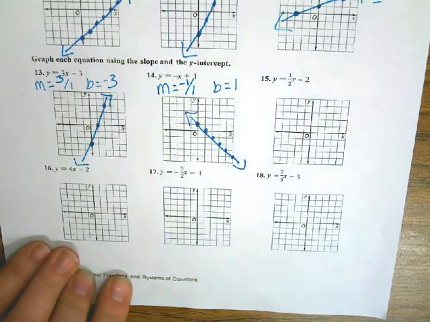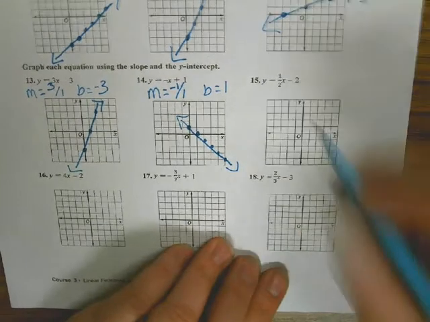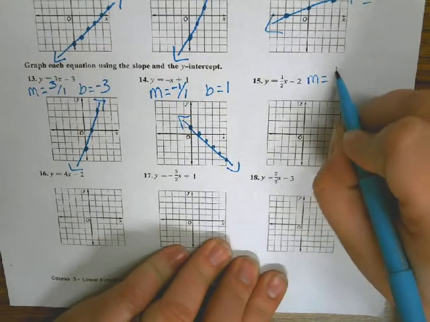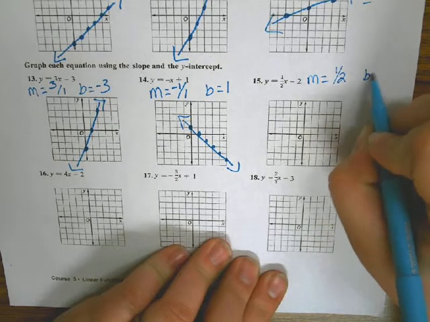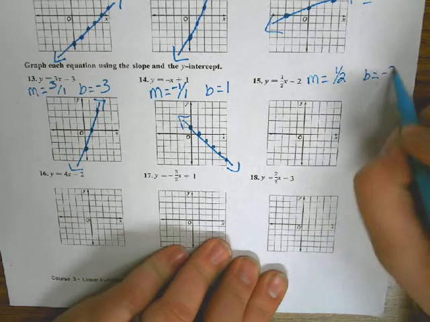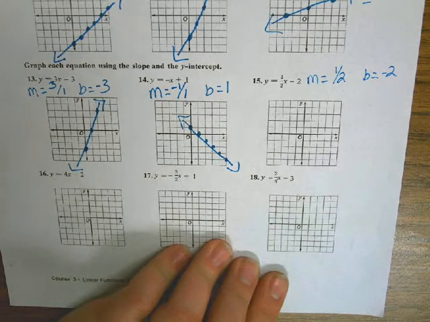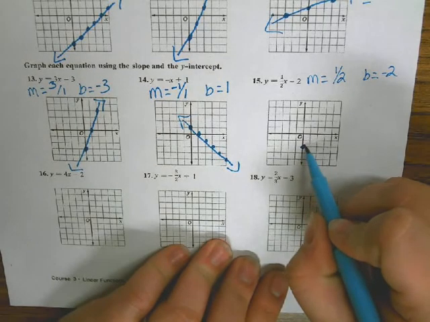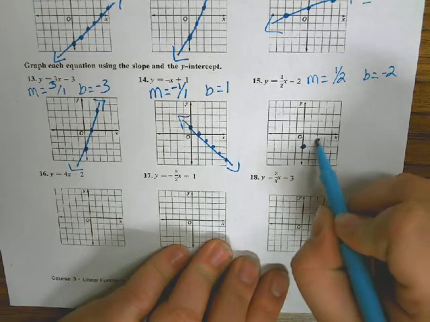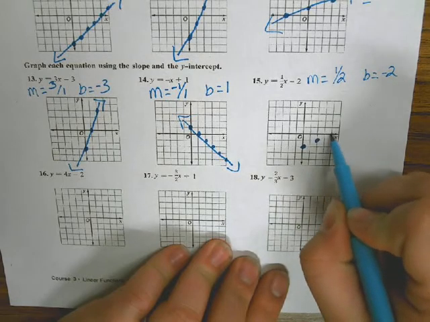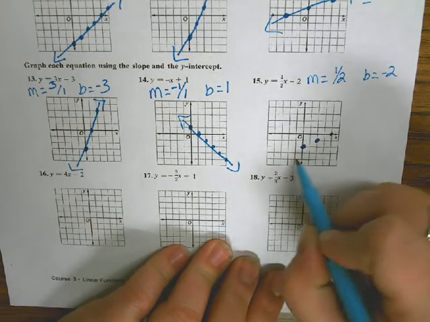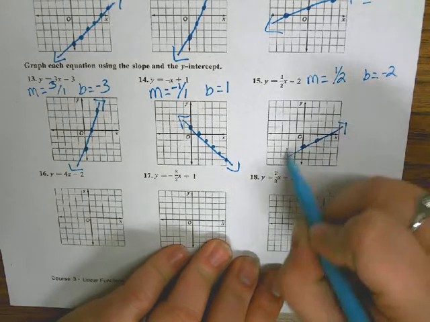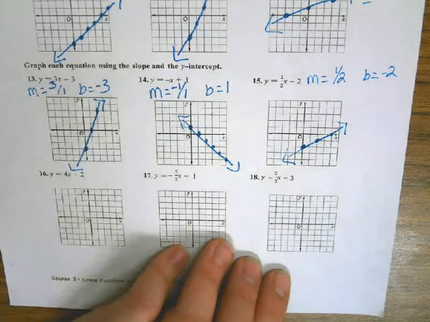Alright, number 15. M is equal to what? 1/2. B is equal to? Negative 2. So where do I go? Down 2. Up 1 over 2. So wouldn't we go back and go over down 1? Oh, I went the wrong way. You could. Yep. Okay, can we do the rest by ourselves?